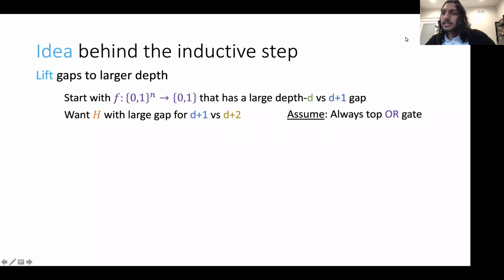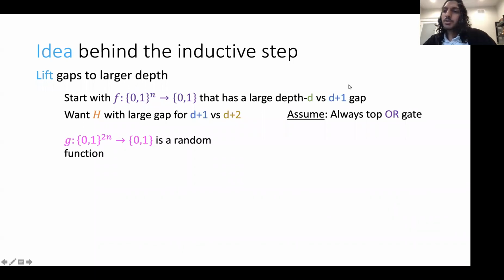For this slide, because it's going to make things a little bit simpler, I'm going to make the following simplifying assumption. Assume that every formula that we're going to consider always has to have an OR gate on top. It turns out this isn't too bad of an assumption to make, and you can do some De Morgan law tricks to get rid of this assumption, but I don't want to get into it now. So let's just assume that all the formulas have an OR gate on top.